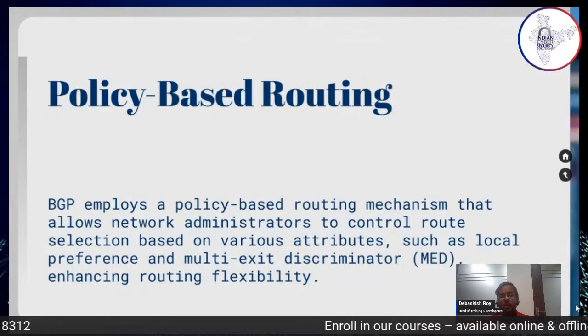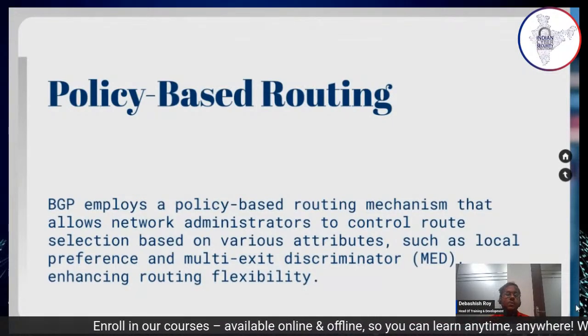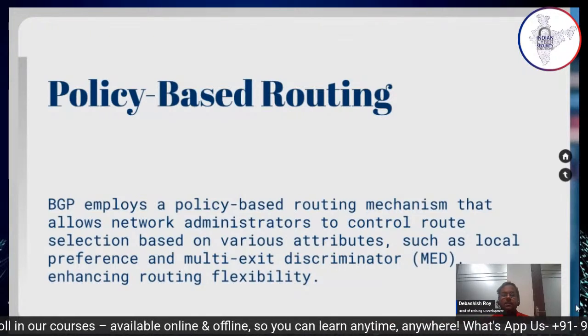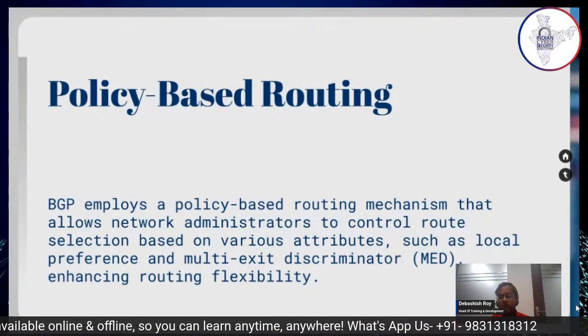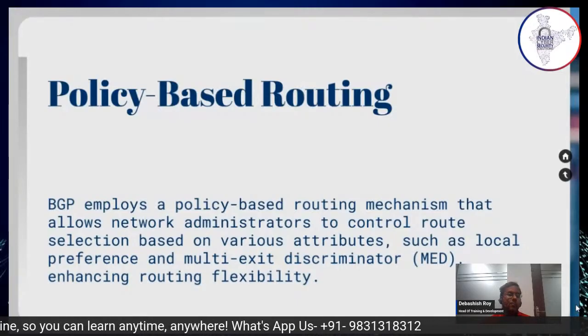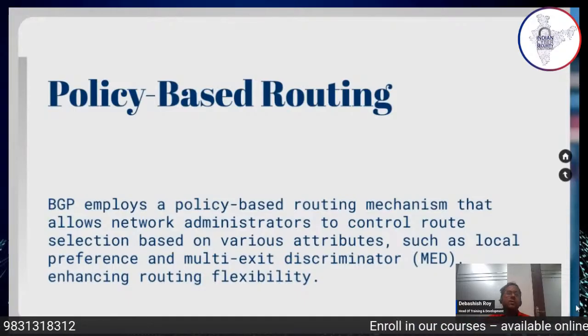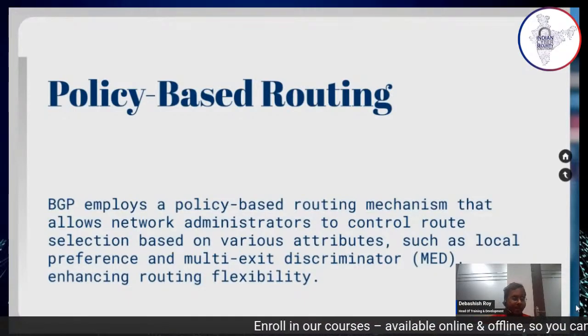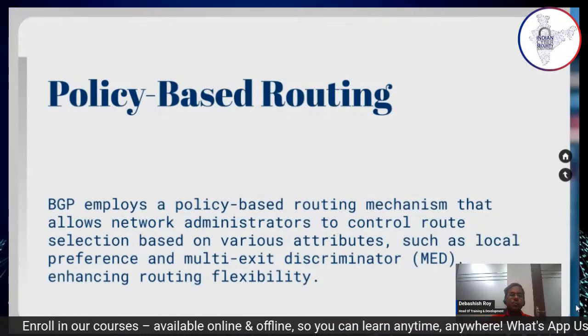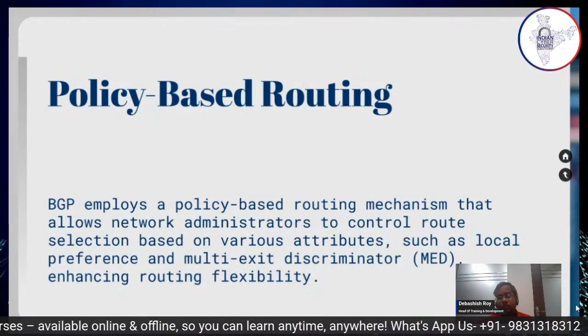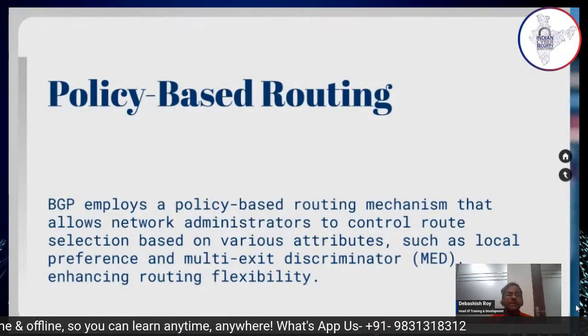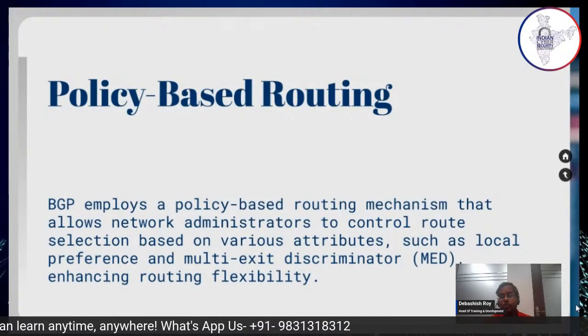Then policy-based routing. BGP employs a policy-based routing mechanism that allows network administrators to control route selection based on various attributes such as local preference and multi-exit discriminator (MED). Policy-based routing is a feature where normally the router does the routing based on the destination address lookup. But in policy-based routing, it does the routing based on the source. So we can select different attributes or change attributes to make the router do the routing decision based on source, not on the destination.